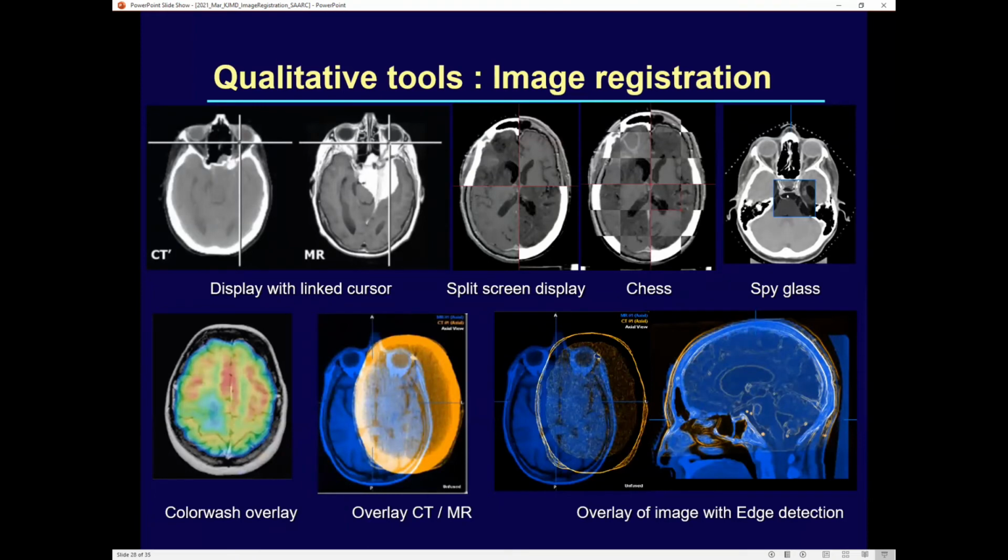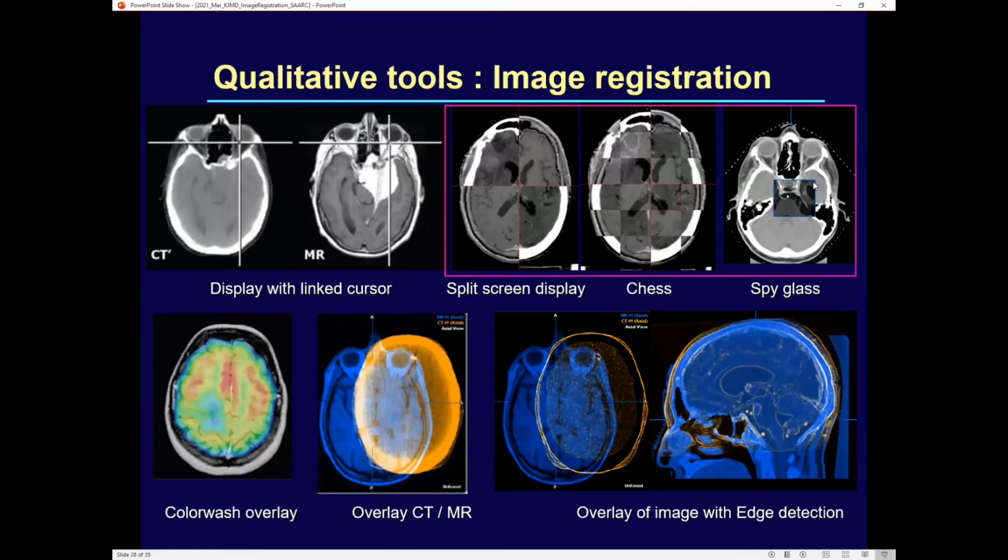Coming to the next one, the qualitative imaging tools used to check the quality of the image registration. Often we use a linked display, linked cursor, where you drag a cursor on a CT and it drags to a similar point on an MRI, and many times this is very useful. The other one is the split screen or checkerboard or a spyglass, which helps you look at a small field of view or a small point when you're moving inside, to see what the adjacent CT versus the MRI looks like and how it is matching.